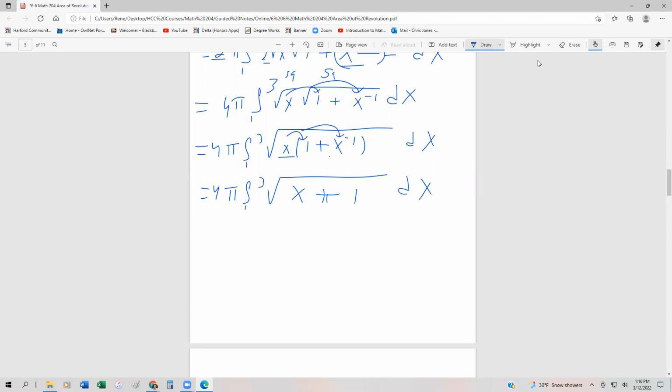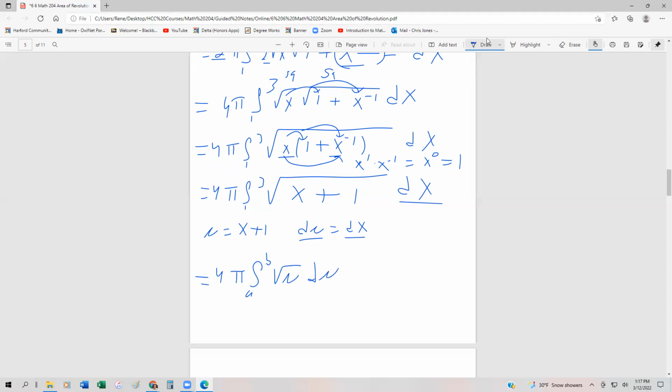And just to make sure you understand how we get x plus 1, remember when you multiply this times this, that's going to be x to the first times x to the minus 1, which is x to the 0. And anything except 0 to the 0 or infinity to the 0 is going to be 1. All right, so now we're going to go ahead and integrate, and this is just a regular old u substitution. Let u be equal to x plus 1. du is going to be dx. And so we get 4 pi integral from a to b instead of 1 to 3, square root of u, and instead of dx, we have du. We could just rewrite the square root of u as u to the 1/2.